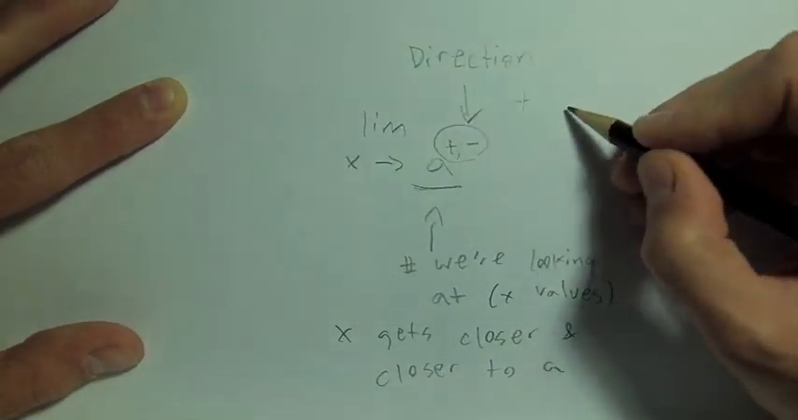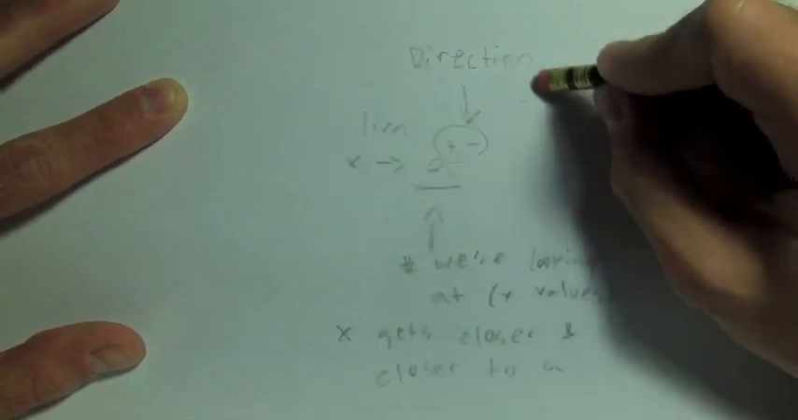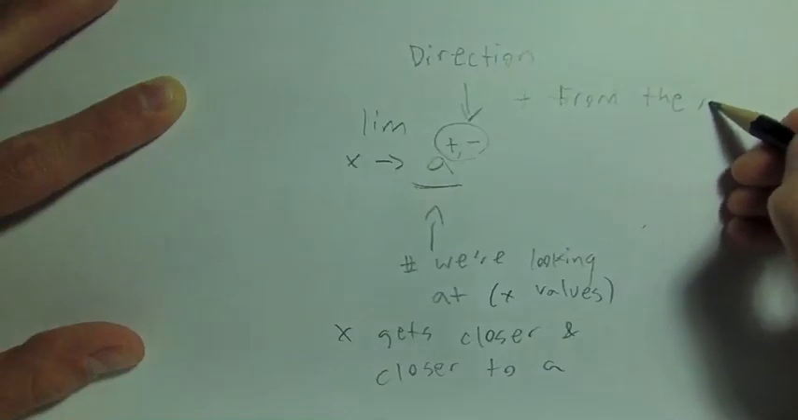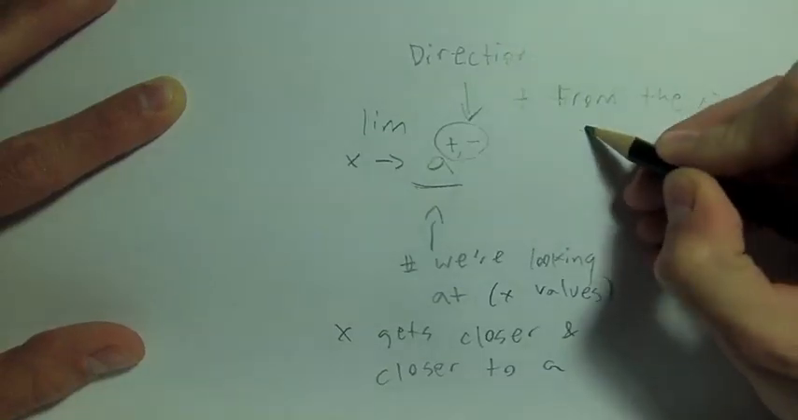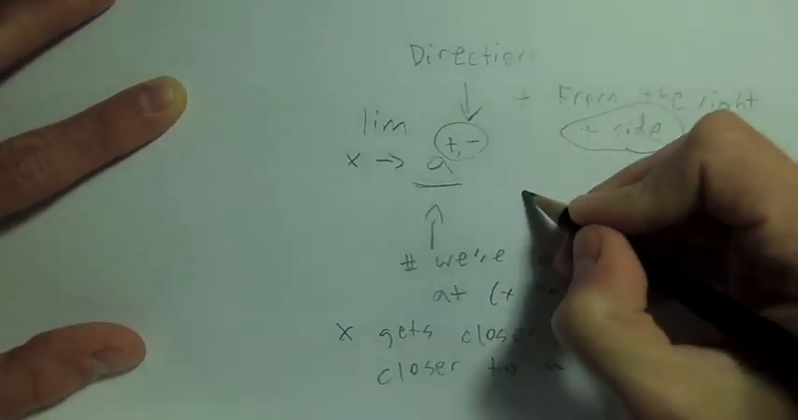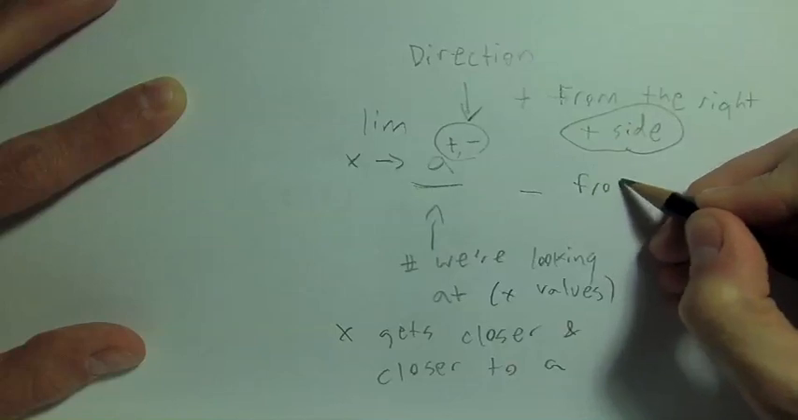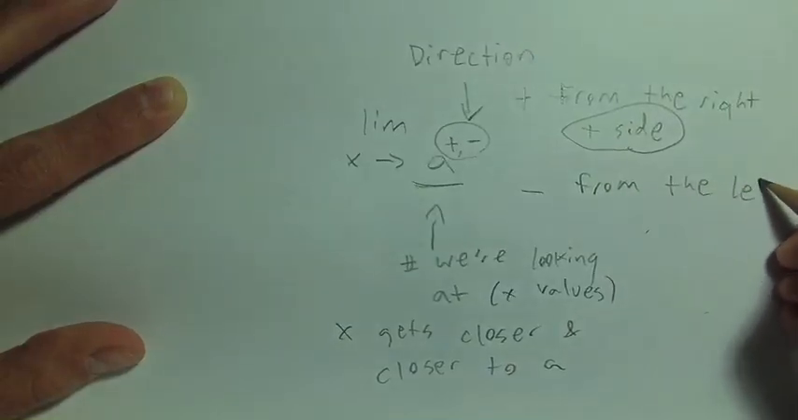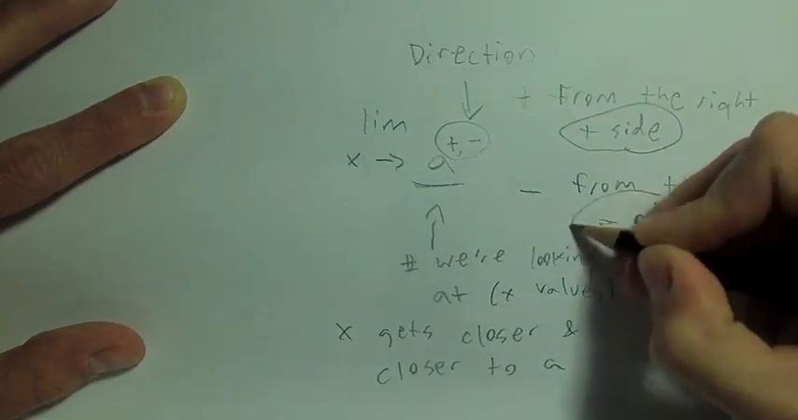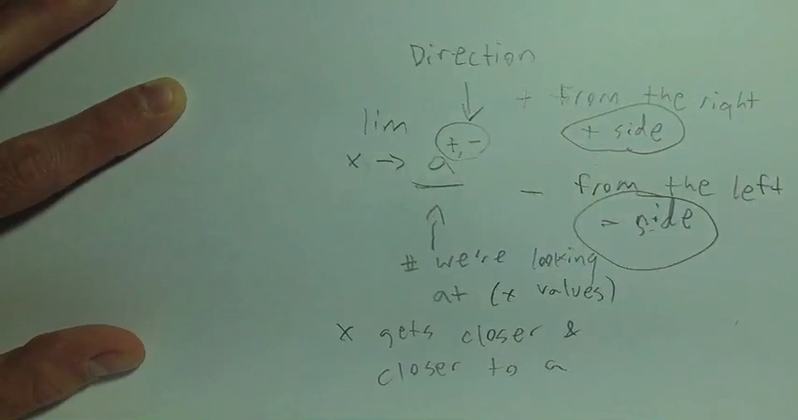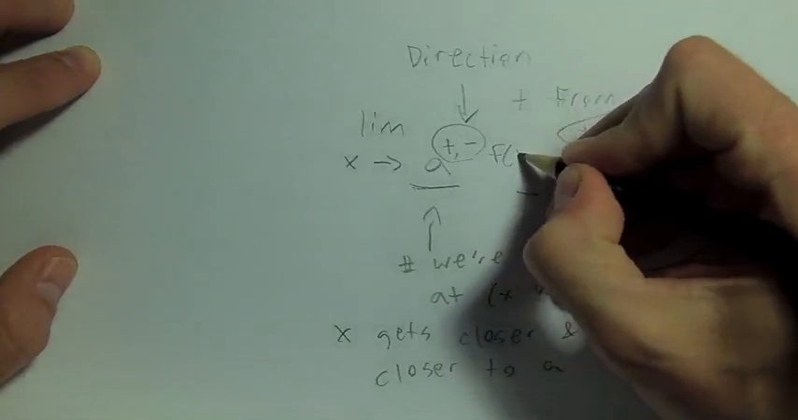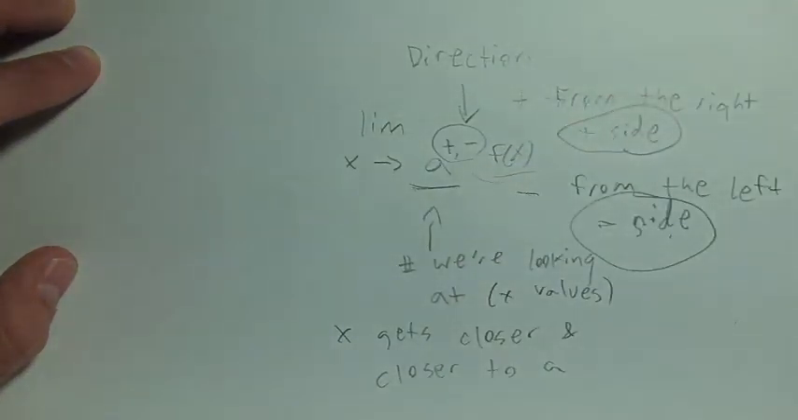So positive means from the right, or positive side. That's how I always keep this in my head. It's from the positive side. And if you have a negative side, it's from the left. Right, that's the negative side. And then f of x you have to have there.